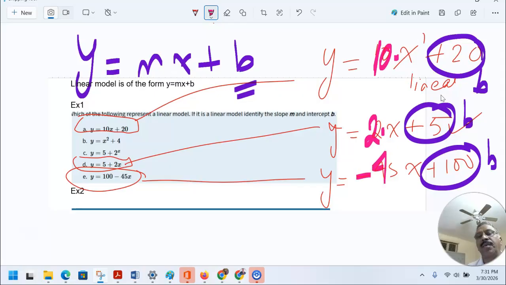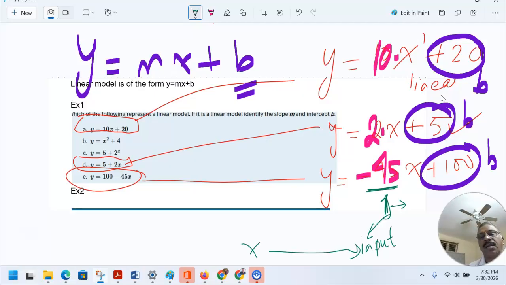Here it is a negative slope. So it means for each time you increase the input by 1, that means x increases by 1. So x is also called the input. It is also called the independent variable. And y is the output also. This is the output.